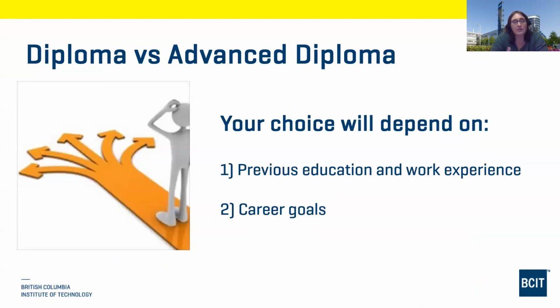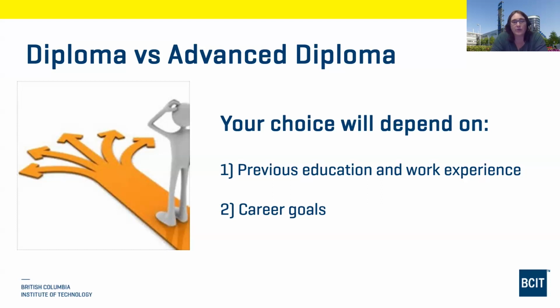So your choice between diploma and advanced diploma will depend on two things. First off is your previous education and work experience. For the diploma program, the prereqs are basically just high school, although we do recommend some post-secondary. For the advanced diploma, you need to have at minimum a two-year diploma. The other thing is going to be your career goals. With the Cardiac Advanced Diploma program, you will be fully qualified to write your Canadian and American board exams for cardiac ultrasound, but you will only be qualified for cardiac ultrasound.